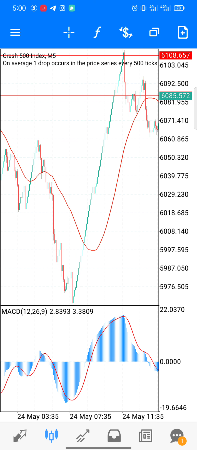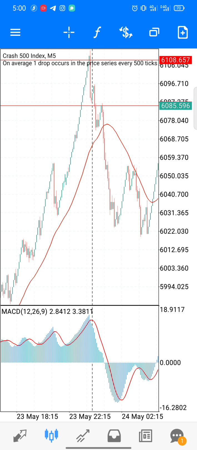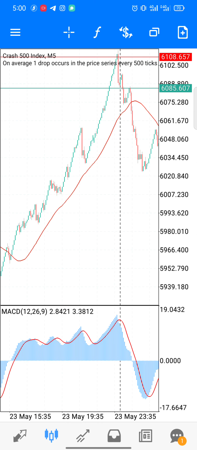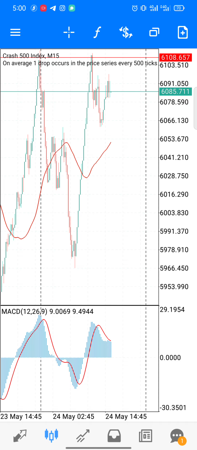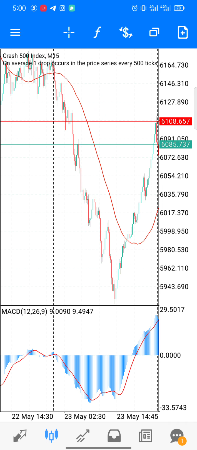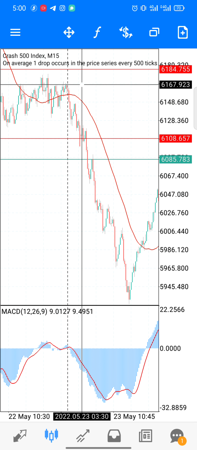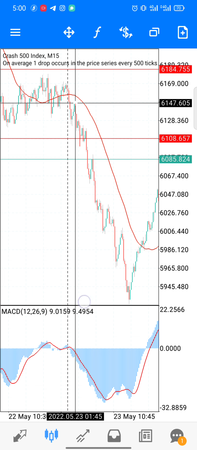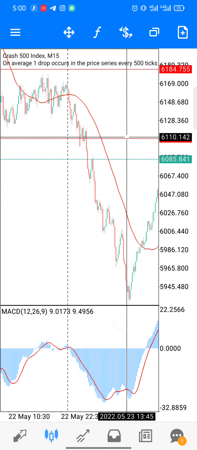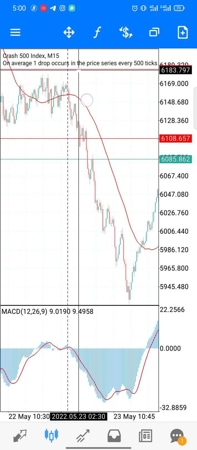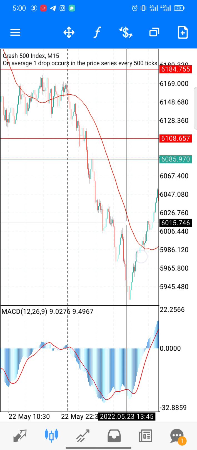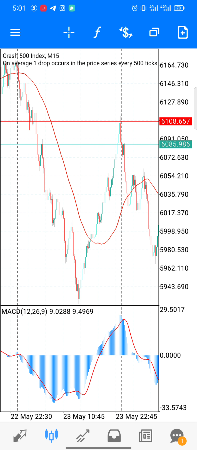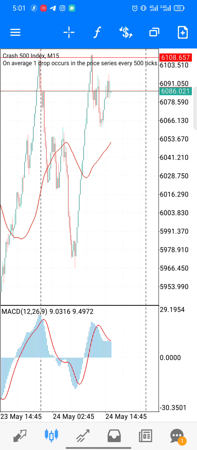Crash 500 index, selling it right now. If you check it from our indicator strategy, I told you guys, for Crash and Boom, I prefer using the 15-minute time frame, because since it mostly involves spikes, I prefer using the moving average on the 15-minute time frame so that I can get a clear picture. Now I can see that the red moving average crossed above the chart right here, which gave us a sell, and then right here gave us a buy, sell again, and right here I'm expecting this market to move to the downside.